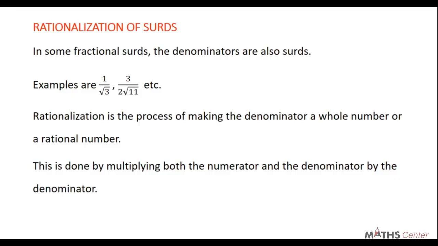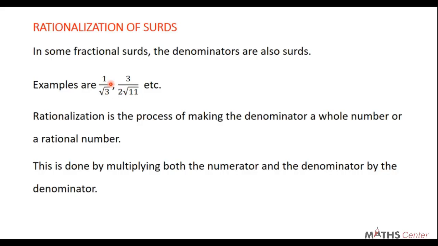In some fractional sets, the denominators are also sets. So for example, in this example, we have 1 over square root of 3, 3 over 2 square root of 11. So you can see from here that this is a fractional set, a set involving a fraction, or a fraction with a set in it. Now the denominators are also sets. Whenever you have this, we see that the denominators are irrational. So from here, square root of 3 is irrational, 2 root 11 is irrational.